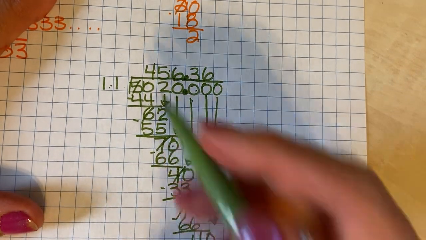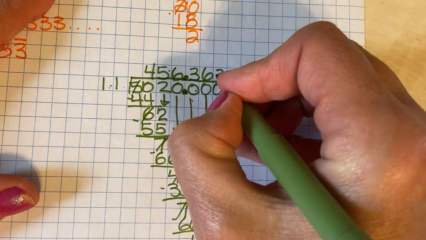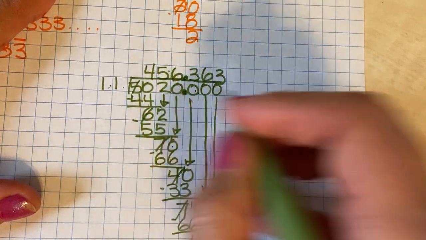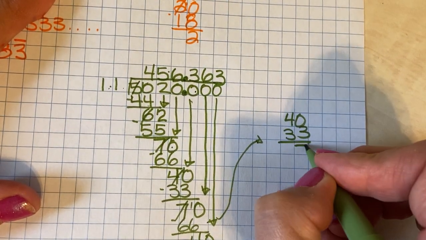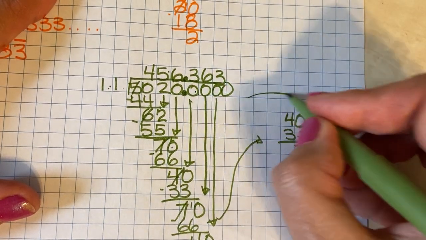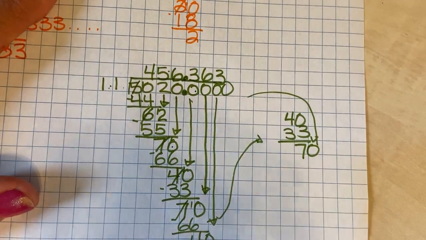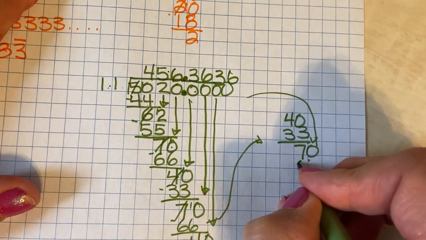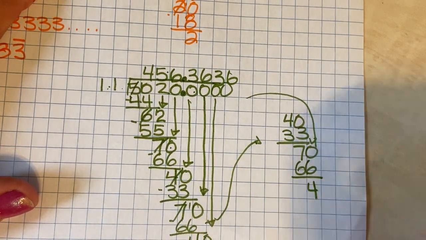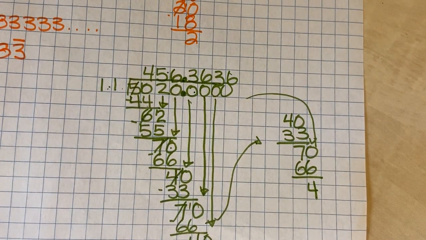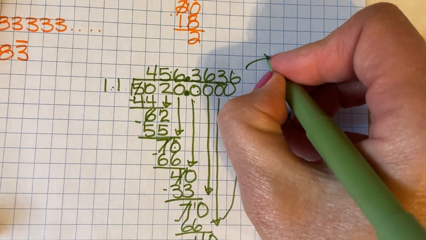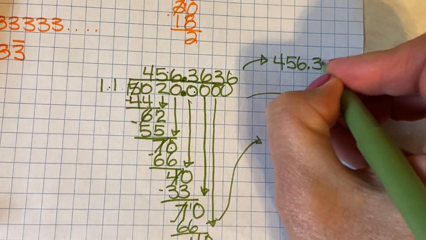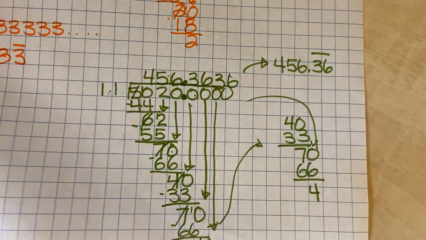0. 11 will go into 40 3 times. I'm going to move my 40 up here because we ran out of room. So 3 times 11 was 33. I get a 7. I would bring down another 0 till I have a really clear pattern, and I'm going to have it after this one. 11 would go into 70 6 times. 6 times 11 is 66, and I get a 4 remainder. So it's going to keep going 3 6 3 6 3 6 3 6. So I would write that answer as 456.36, the line over both because both numbers are repeated.